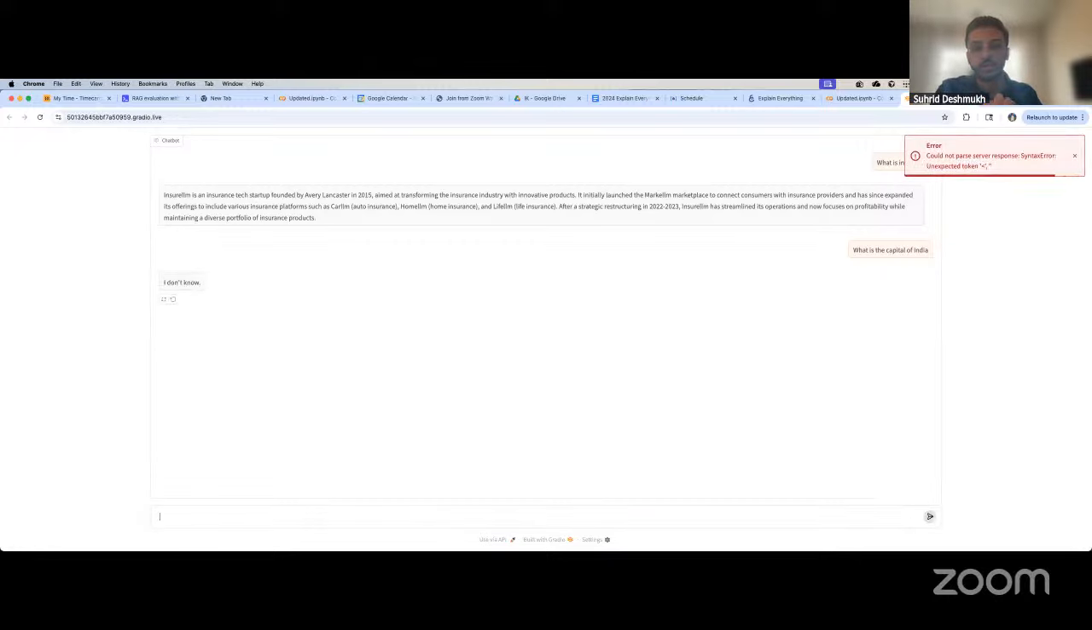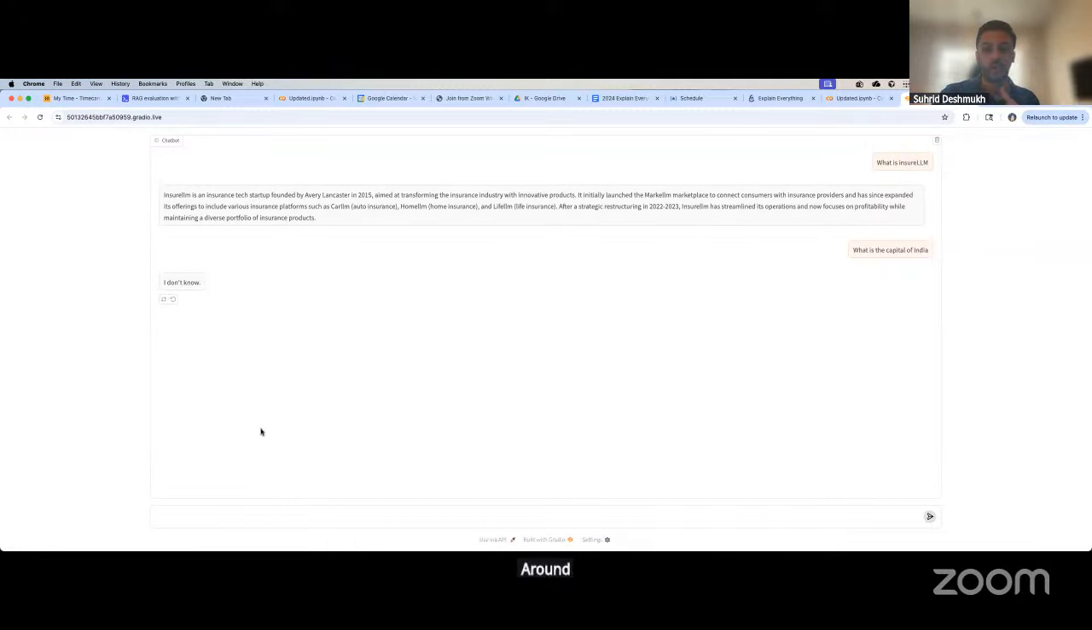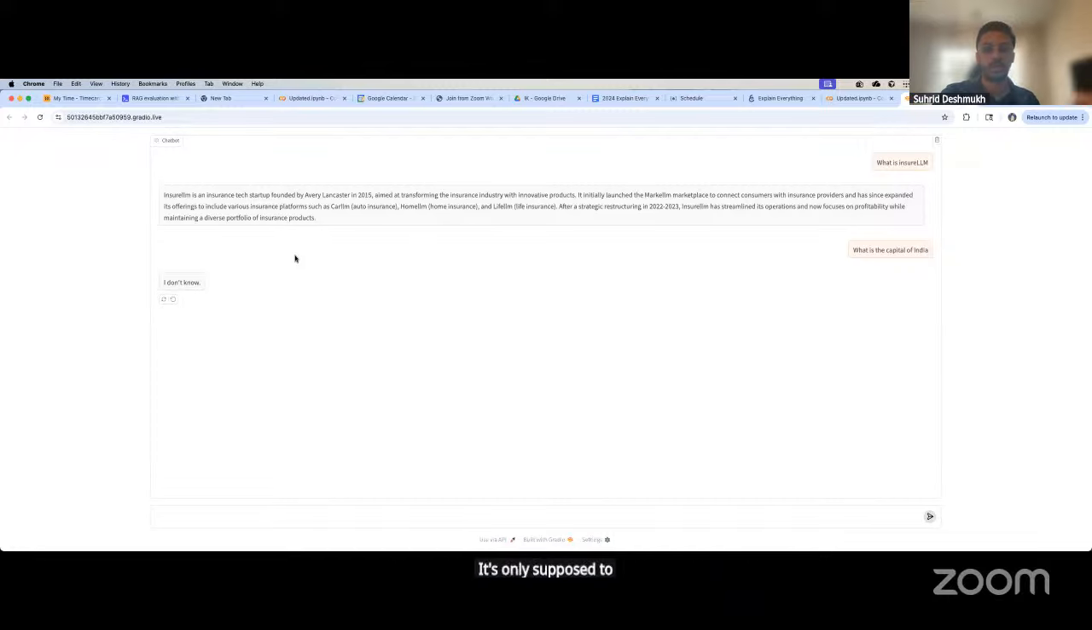See, so it says, what is the capital of India? I don't know. And this is the answer that we want, right? Because our system should not answer questions around stuff that is not in our documents. This is what I mean that it prevents hallucinations. It's only supposed to answer questions around the RAG-based system.